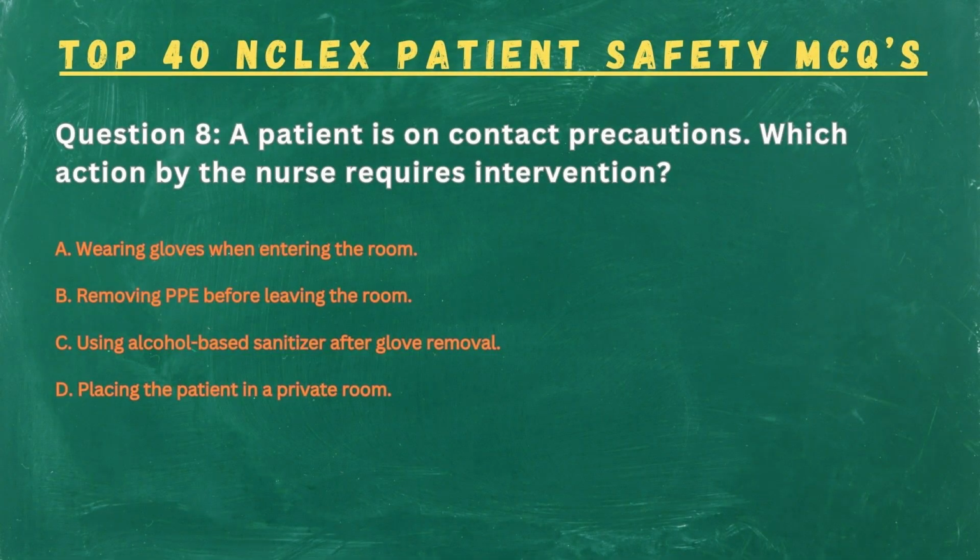Question 8. A patient is on contact precautions. Which action by the nurse requires intervention? A. Wearing gloves when entering the room. B. Removing PPE before leaving the room. C. Using alcohol-based sanitizer after glove removal. D. Placing the patient in a private room. Answer. B. Removing PPE before leaving the room.